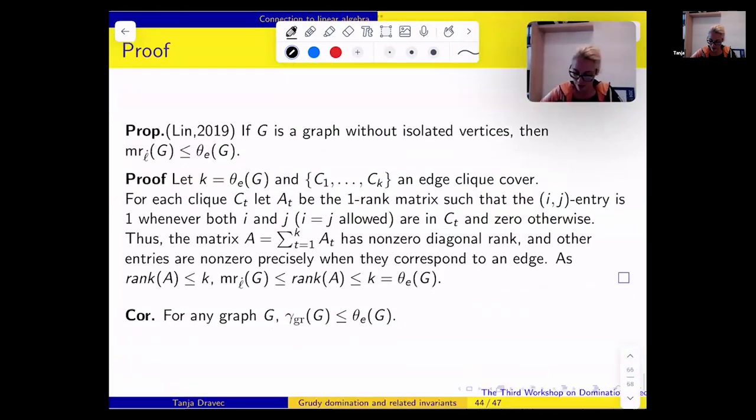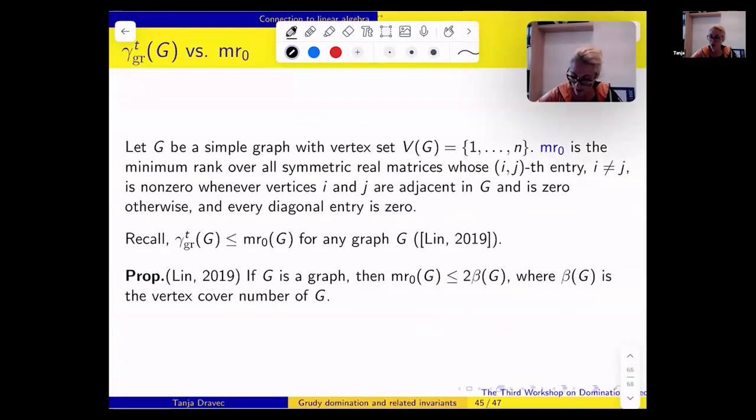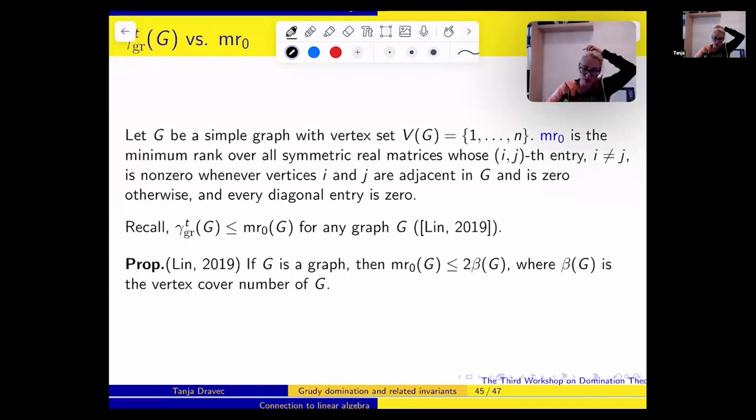Okay, because I don't have time, I will skip this easy proof, and I will finish with the next result, which is the zero minimum rank. So again, the same definition, just the restriction on the diagonal is that the diagonal entries must be zero. If two vertices are adjacent, then the corresponding ij entry is non-zero, otherwise it's zero, and we have zeros on the diagonal. And this is the zero minimum rank, and Lin proved that the Grundy total domination number is bounded above by the zero minimum rank.